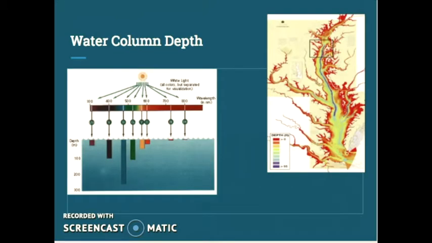Another gradient that determines where organisms can be is water column depth. Light can only penetrate so far in water, so the wavelengths are absorbed. As you go deeper down, different wavelengths of light stop being transmitted that far. You can see that yellow light doesn't even go 10 meters down. Red colors stop being transmitted at a very shallow depth, whereas blue light is transmitted fairly deep. That will determine whether or not plants can grow there and photosynthesize.